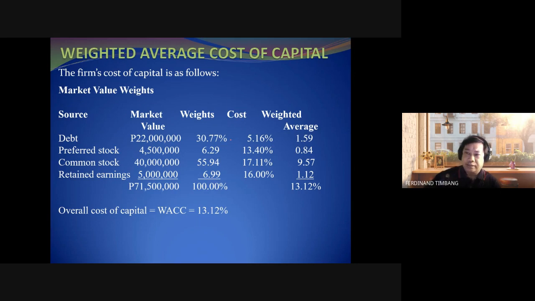So for the debt now, it's 22 million divided by 71 million 5. So yan na siya. You get 30.77. 4 million 5 by 71.5, 6.29. 40 million by 71.5, 55.94. Then 5 million by 71.5, 6.29. And then again, we just multiply them by the cost of capital, no, for each. And we obtain now this. And then the total now is 13.12%, which is the weighted average cost of capital.